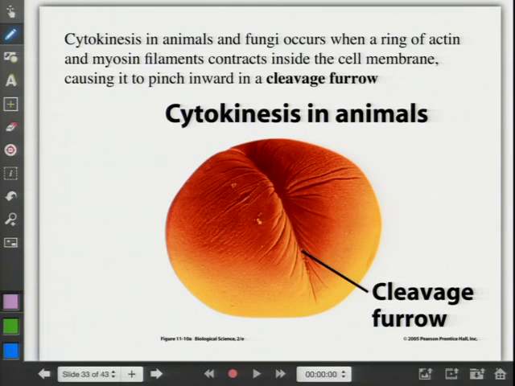So, cytokinesis in animal cells pinches in and makes a cleavage furrow, right? So they call cytokinesis also cleavage, right? That's just what they would call cleavage happening. So, looks like butt cheeks to me. Okay.